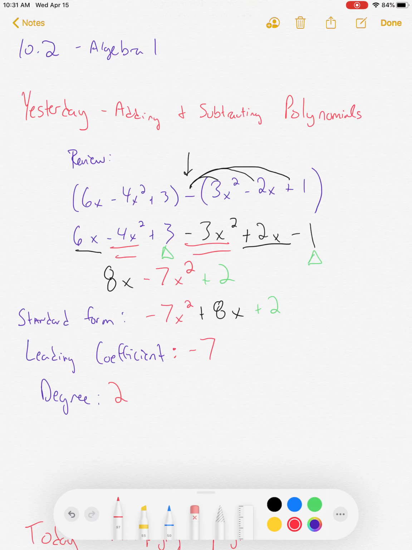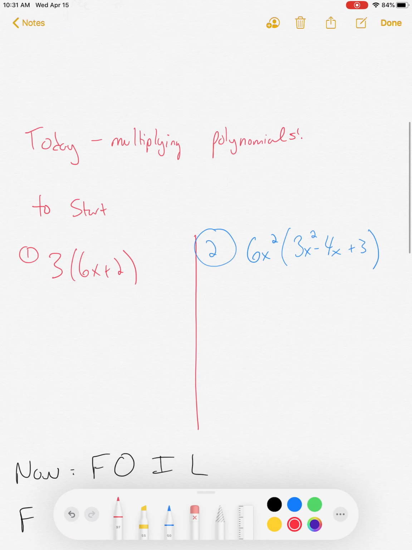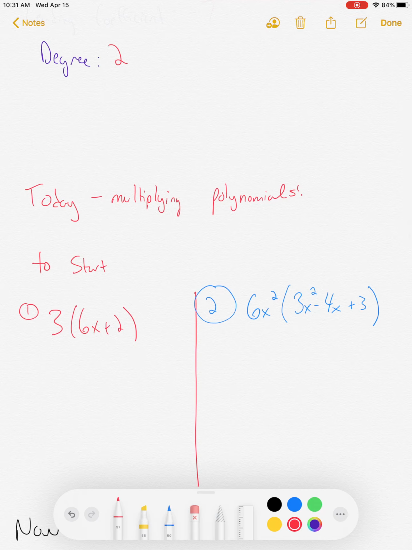Okay, so we talked about adding and subtracting polynomials yesterday. Today we are on to multiplying polynomials. Now, to start, we should just have a quick review problem. If you want to pause and work on these two problems, these are simply just distributing problems. So on number 1, you distribute the 3. Number 2, you distribute the 6x squared. If you want to pause, I'll wait about 5 seconds before I start these problems myself.